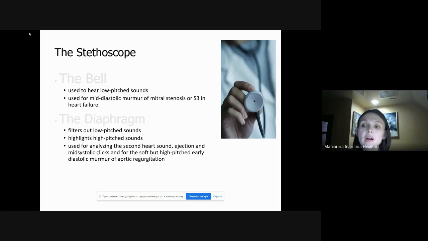The stethoscope has such a part which is called the bell. It is used to hear low pitch sounds. Also, it is used for mild diastolic murmur in mitral stenosis, or S3 in heart failure. The diaphragm filters out low pitch sounds and highlights high pitch sounds, used for analyzing the second heart sound, ejection clicks of mid-systolic clicks, and for the soft but high-pitched diastolic murmurs in aortic regurgitation.